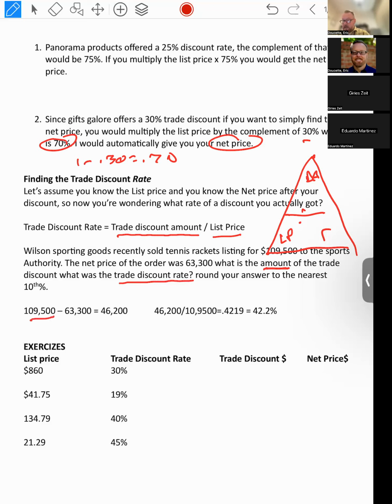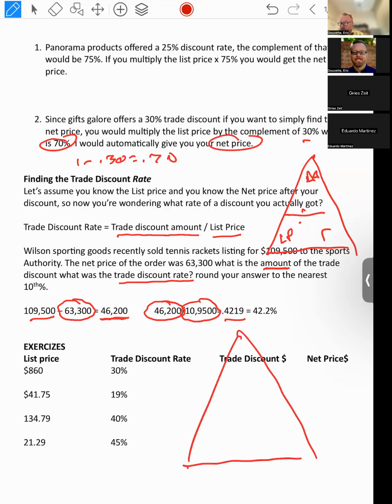So $109,000 was what they originally would have paid, but they got a net price. They actually bought them for $63,000. So that came out to a $46,200 discount that they were given. But we want to know, what rate of discount was that? Well, remember the rate of change formula that we use? We would divide that by the original amount, $109,500, and that gave us the answer of 0.4219 or 42.2%.